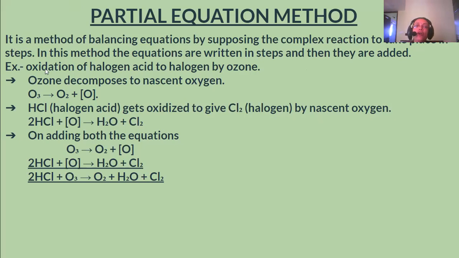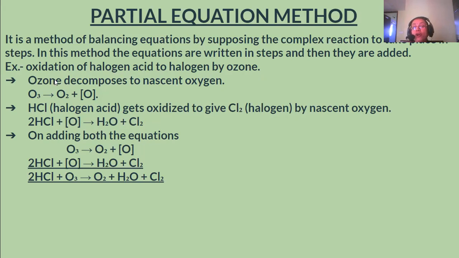For example, see oxidation of halogen acid to halogen by ozone. So halogen acid, that can be hydrochloric acid. Halogens are fluorine, chlorine, bromine, and iodine. So any acid which contains chlorine, fluorine, bromine, or iodine is a halogen acid. Okay, so ozone is O3 and halogen acid is oxidized to halogen.